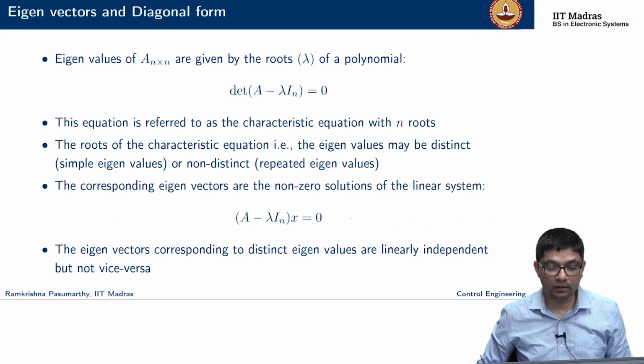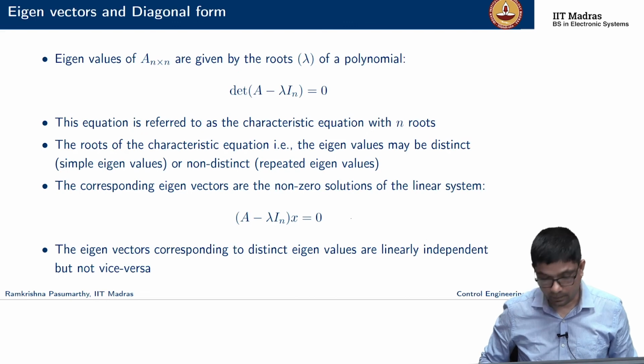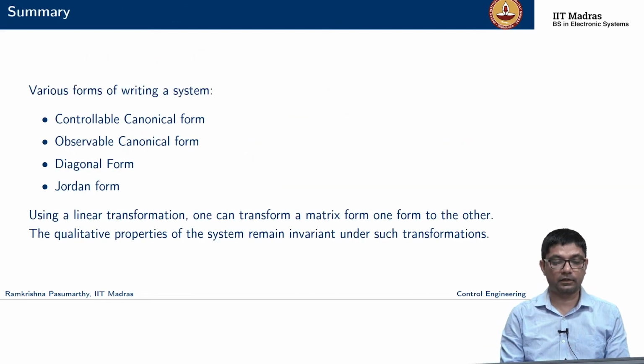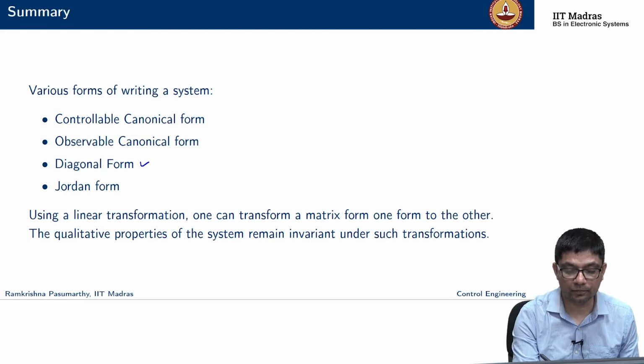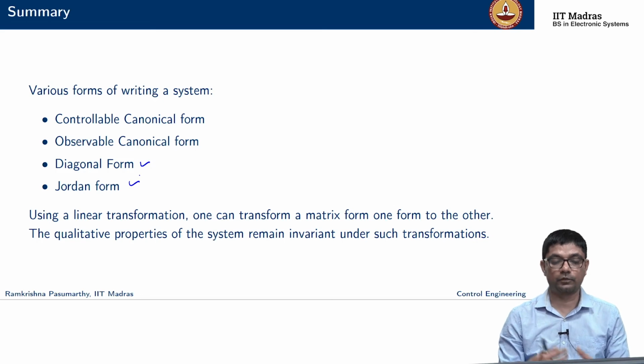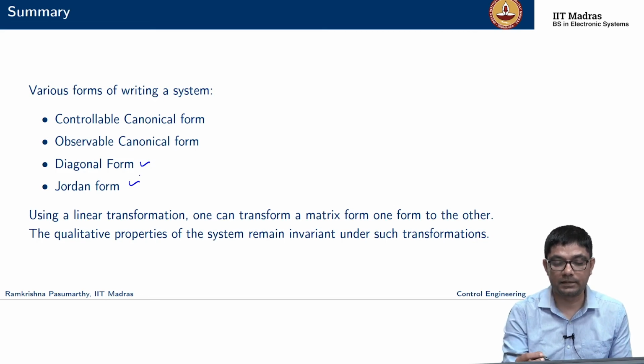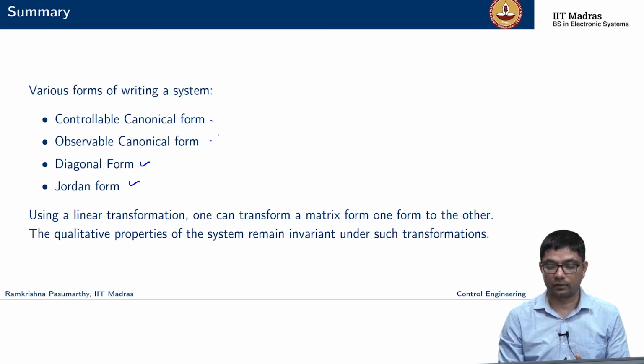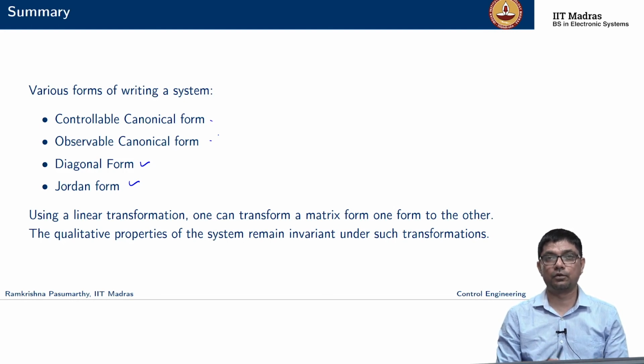So, to summarize, we have just looked at different canonical forms. We saw how with a linear transformation we can get to a diagonal and Jordan form. We'll also see how starting from any state space system we can get to a controllable and observable canonical form. So using a linear transformation, I can go from one form to the other. And what we also saw was how the qualitative properties remained invariant under such transformations.